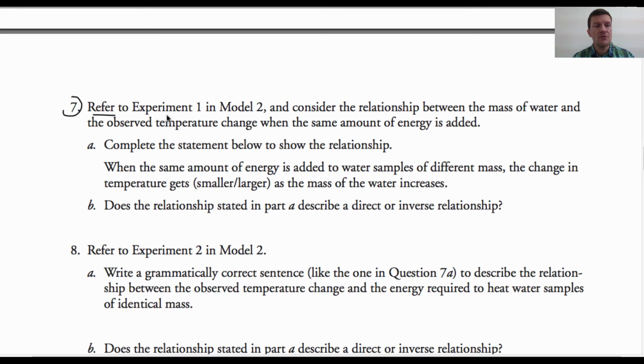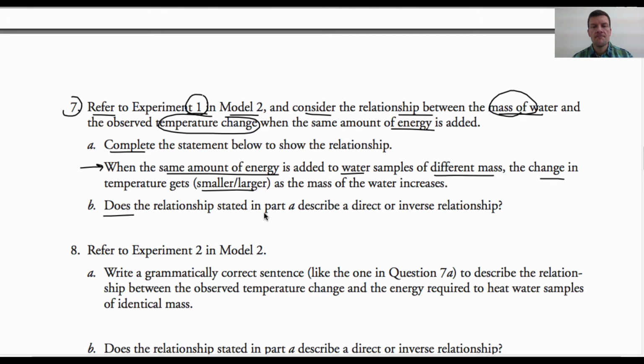Question number 7 says, refer to experiment number 1 in Model 2 and consider the relationship between the mass of water and the observed temperature change when the same amount of energy is added. So we're going to go back up to experiment 1, and then we're going to look at these 2 questions. Let's just get a little preview here. Complete the statement below to show the relationship. We're trying to figure out when the same amount of energy is added to water at different masses, what's going to happen to the change in temperature? Okay? And we're going to try to determine, is that a direct or inverse relationship?